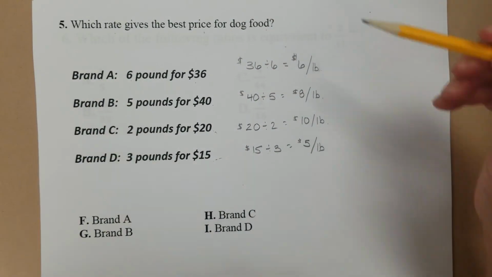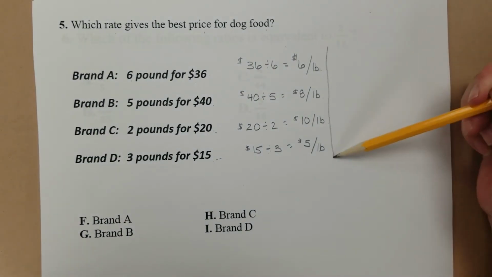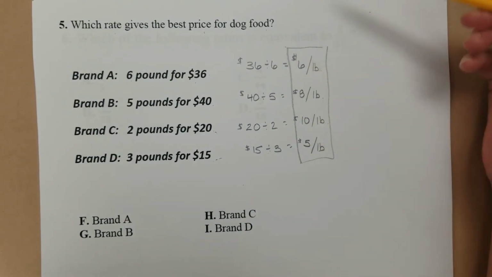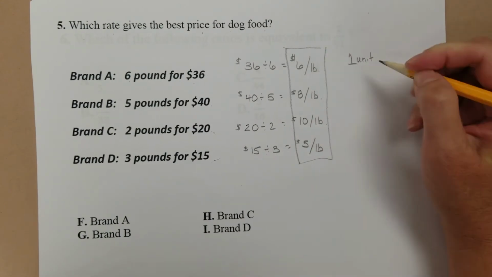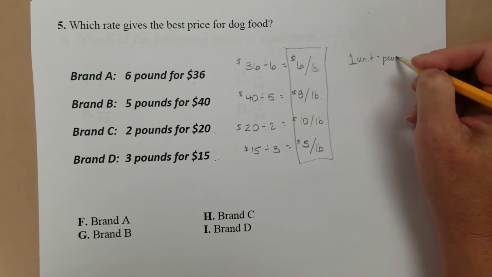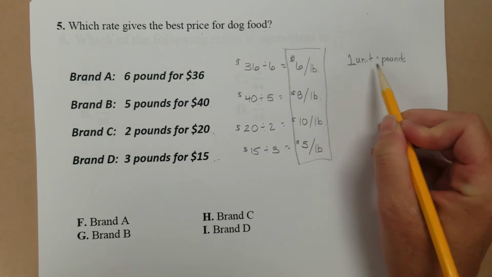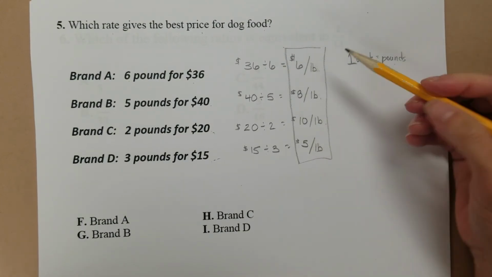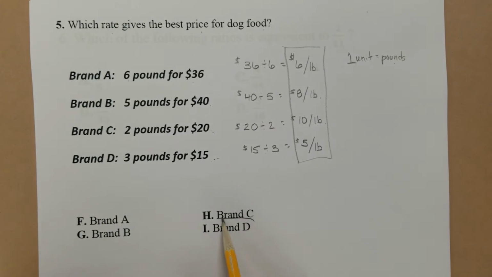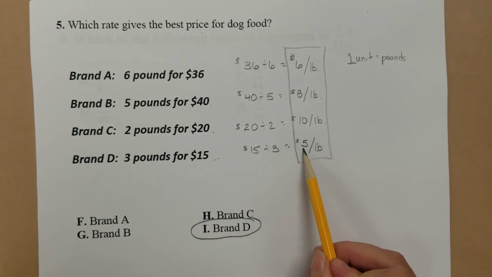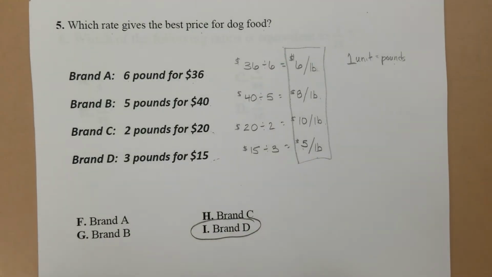Okay. So now I can see, this is called a unit rate. How much is it for 1 unit? And our unit just happens to be pounds. So for 1 unit or 1 pound, how much does it cost? And as you can see, brand D is the least expensive because it's just $5 for 1 pound of food.